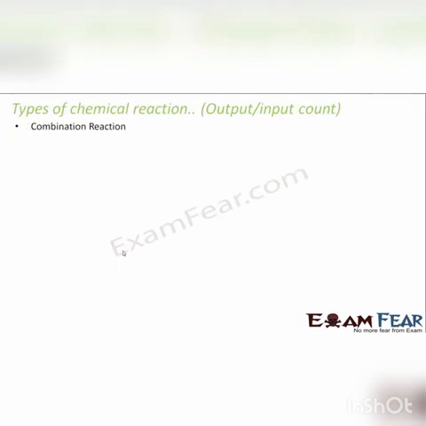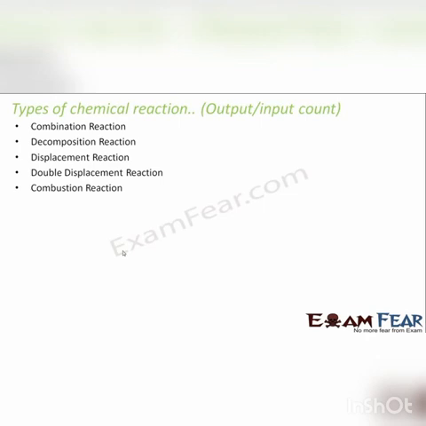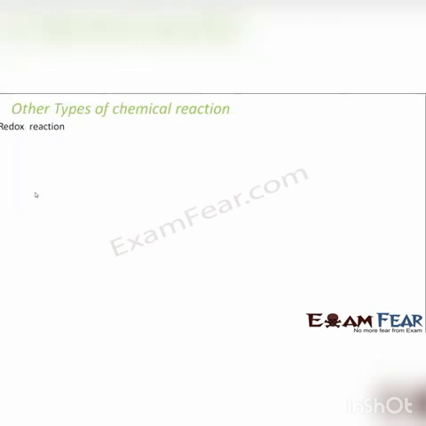Let's see the types of chemical reactions. Typically there are 5 types of chemical reaction: combination reaction, decomposition reaction, displacement reaction, double displacement reaction, and combustion reaction. There are other types also, but they fall in these types. Typically, by looking at any chemical equation you can say that it is one of these types.